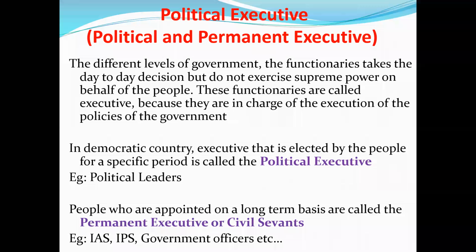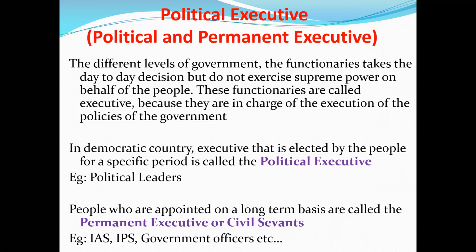And we also know the Prime Minister is, of course, a part of the legislature, the law-making process. But the Prime Minister is also a part of the executive, as head of different departments. At present, the Prime Minister has different kinds of departments under him. So the Prime Minister also takes decisions in these departments. So in our country, at different levels of government, the functionaries take the day-to-day decisions, but do not exercise supreme power on behalf of the people.